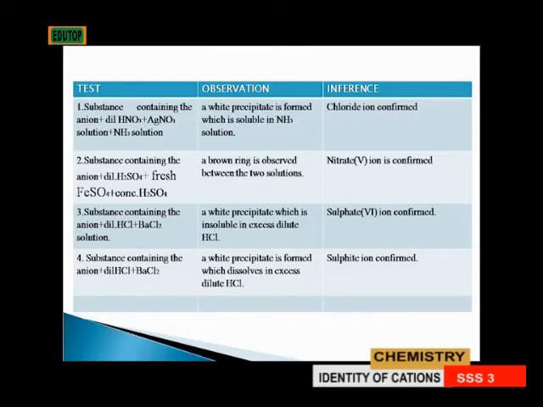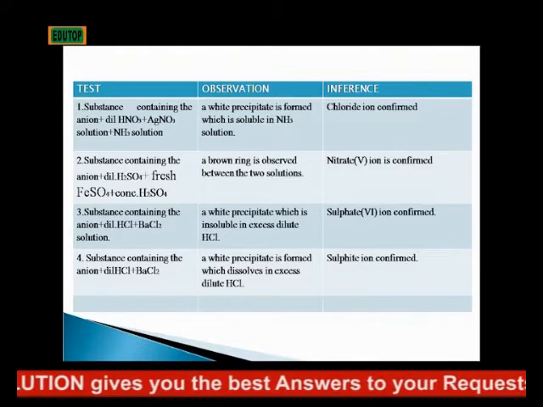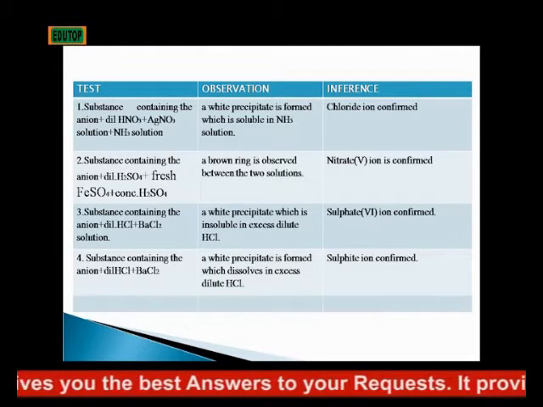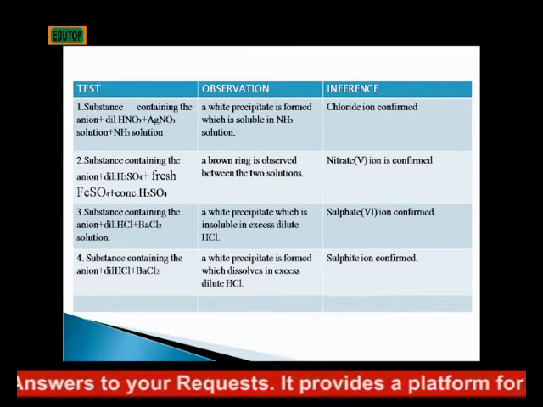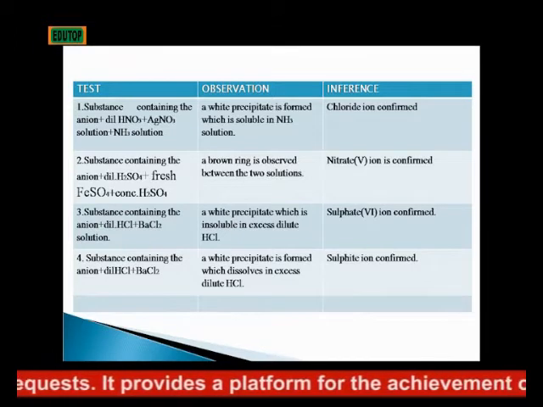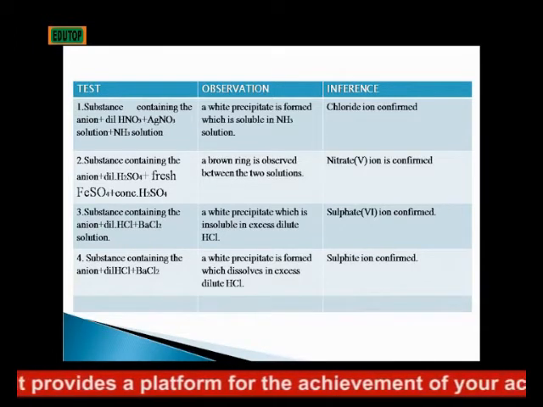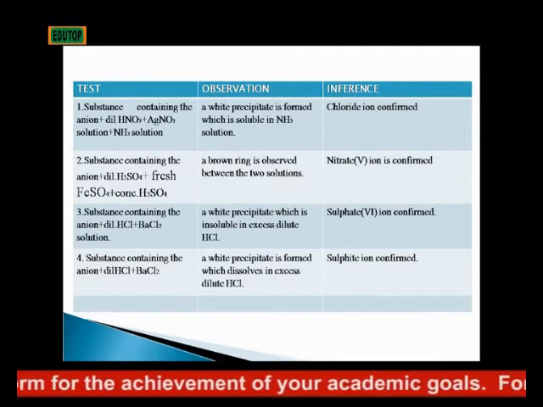Test for trioxocarbonate (IV) ion. For a substance containing this anion, add dilute HCl followed by barium chloride. Effervescence occurs. What do you understand by effervescence? The boiling of the solution. It gives a colorless, odorless gas which turns lime water milky.